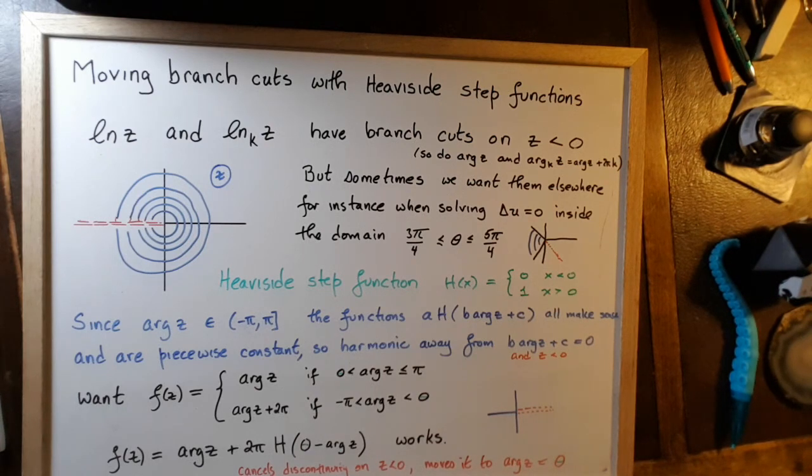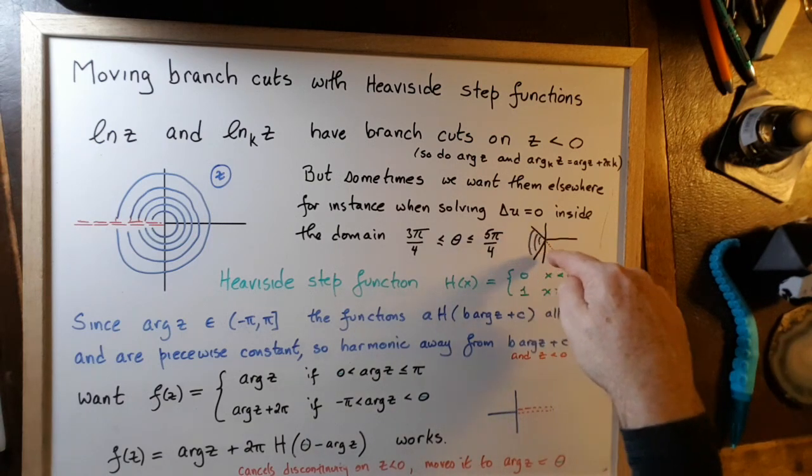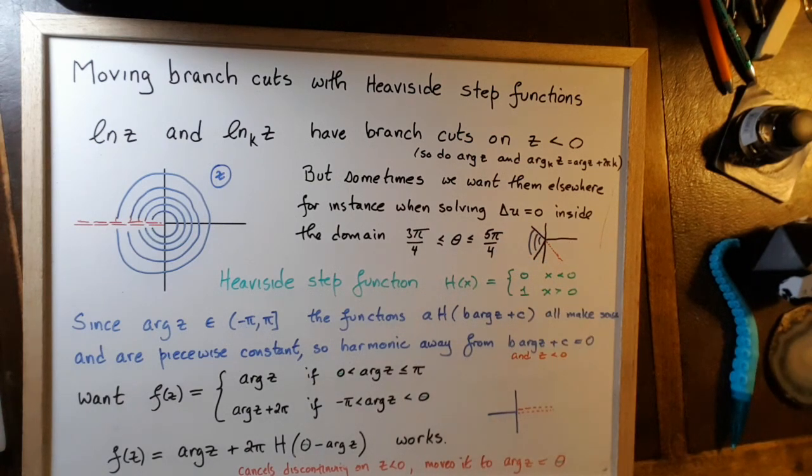And that's it. So this function, argument of z plus 2 pi times H of theta minus arg z, is what the book means by taking arg theta. So they choose an angle theta, and here's a concrete instantiation of the argument function with the branch cut moved to angle theta.